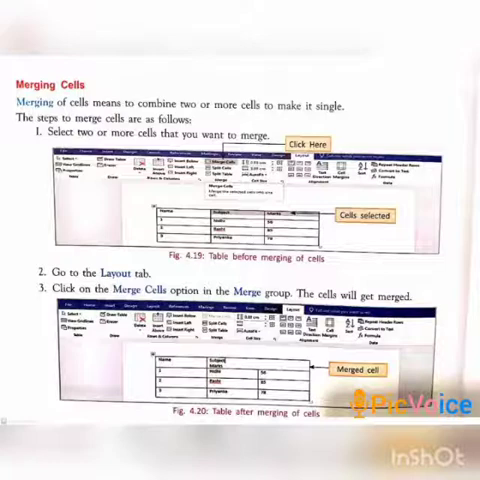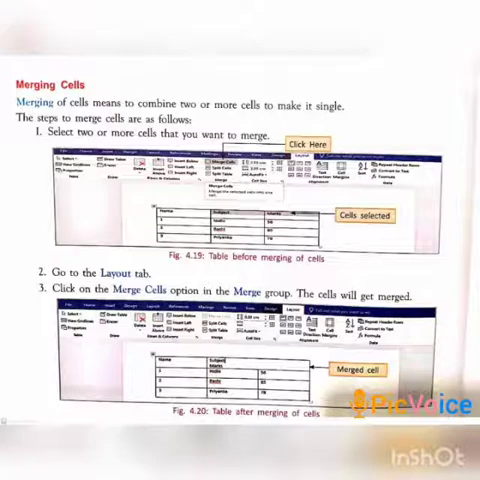Cells selected. The word should be marks. Then go to the layout tab. Under table tools on the layout tab, in the merge group, click merge cells.